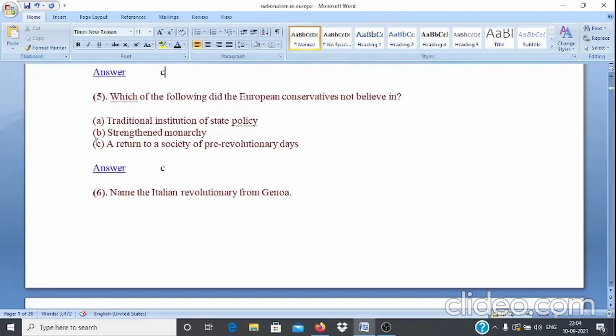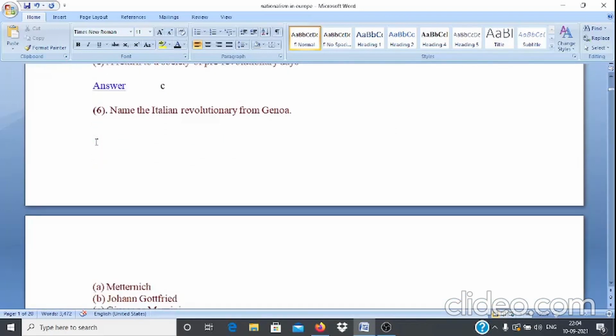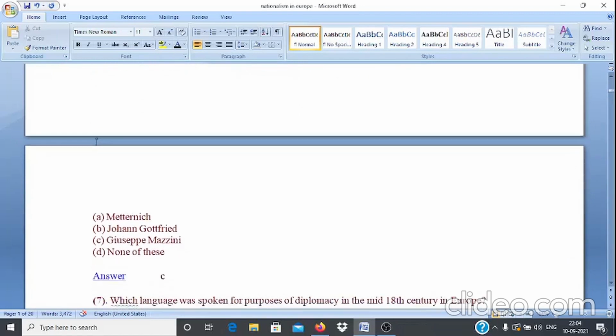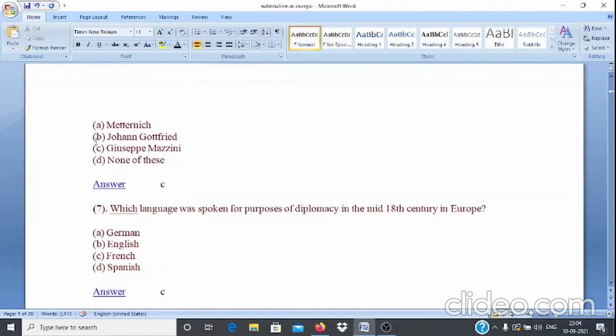Question number 6. Name the Italian revolutionary from Genoa. Options are A. Metternich, B. Johann Gottfried, C. Giuseppe Mazzini, and D. None of these, and answer is option C, that is Giuseppe Mazzini.